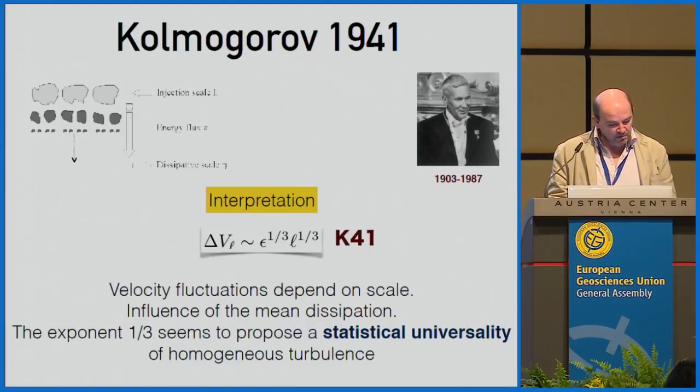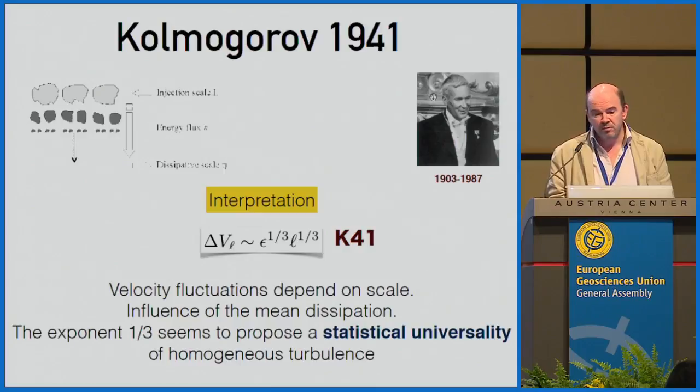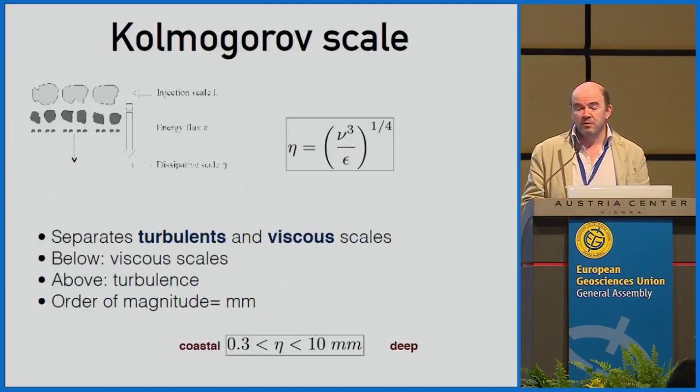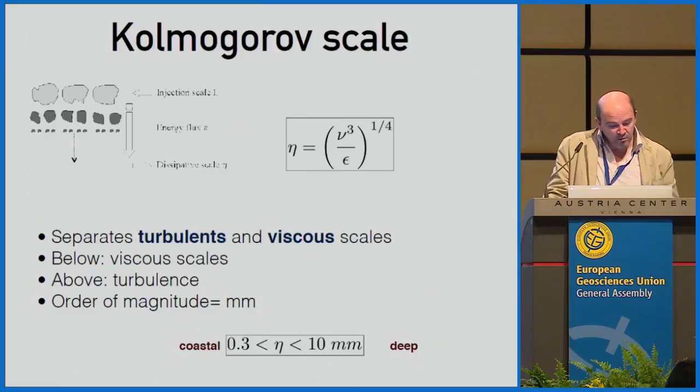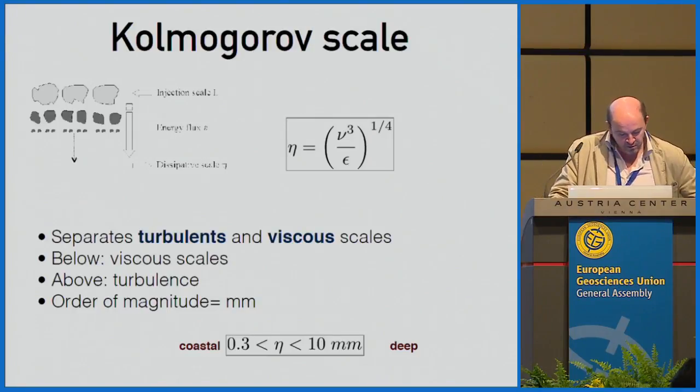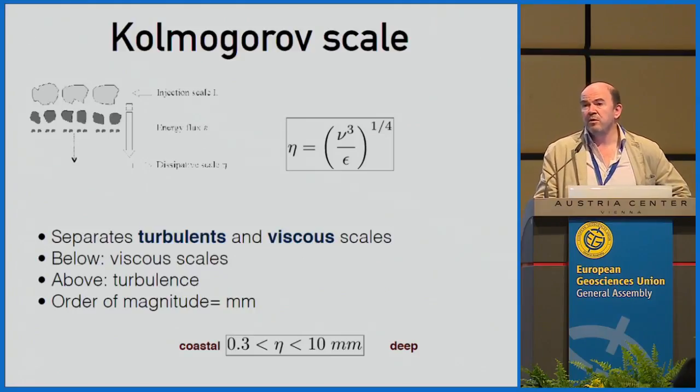And so in this framework, in the inertial range, velocity fluctuations have a statistical universality with a power law of 1/3. You have a Kolmogorov scale which comes out and which separates turbulent and viscous scales. And so below you are in the viscous world and above you are in the turbulence. It's more or less the order of millimeter, depending on the value of epsilon, so the epsilon which is a dissipation. So in the coastal ocean, in fact, the Kolmogorov scale is smaller than in the open ocean linked to the value of epsilon.